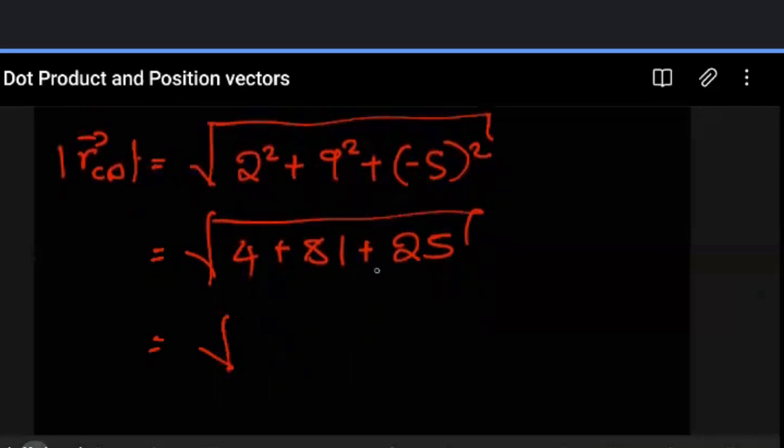So this is about 110, is it? Is this 110? I think it is.